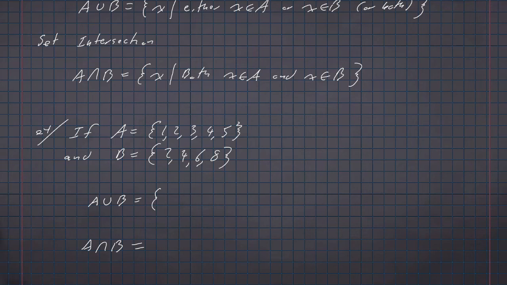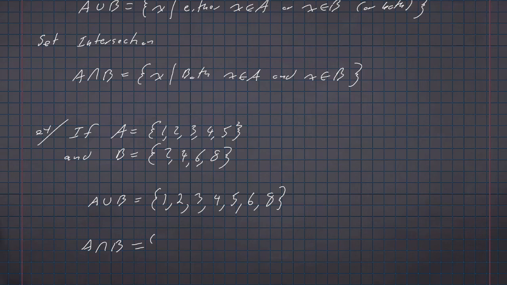Right? So 1 is in A, that's good. 2 is in both of them, that's good. 3 is in A, that's good. 4 is in both of them, that's great. 5 is in A. 6 is in B. We don't have a 7. We do have 8 in B and nothing else. So A union B will be 1, 2, 3, 4, 5, 6, and 8.